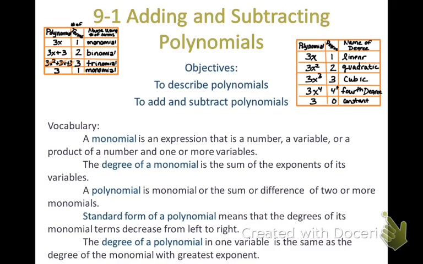Standard form of a polynomial means that the degrees of its monomial terms decrease from left to right, which we'll discuss more when we start writing them in standard form. And the degree of a polynomial in one variable is the same as the degree of the monomial with the greatest exponent, which we'll discuss in a couple minutes too when we do our homework. If you look on the left-hand side up at the top, I wrote a box for you. You might want to pause and write these two boxes I wrote at the top for you.